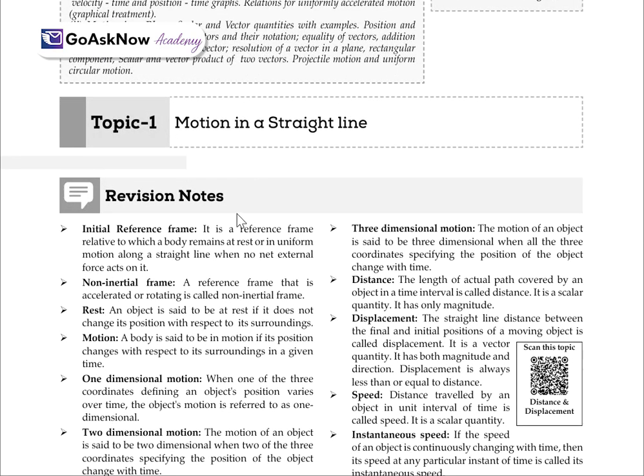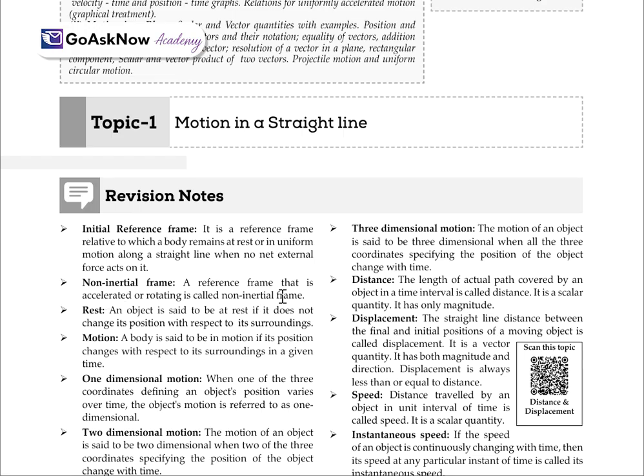Before moving forward, we should know about some terms which are going to play a pivotal role in this particular topic. Firstly, we should know about rest, motion, one-dimensional motion, two-dimensional motion, three-dimensional motion, distance, displacement, velocity, acceleration, etc. So, firstly, inertial reference frame. It is the reference frame relative to which a body remains at rest or in uniform motion along a straight line when no net external force acts on it. It will be an inertial reference frame.